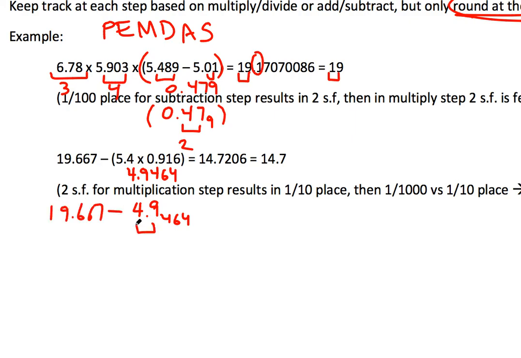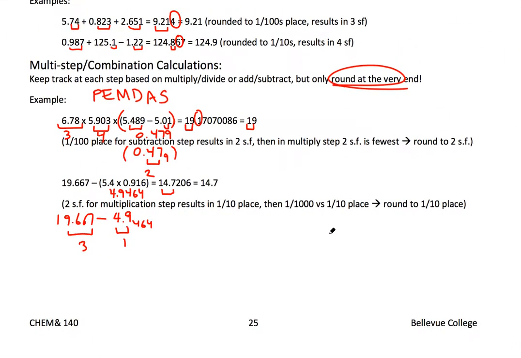So remember, now I'm subtracting, and I have 3 decimal places versus 1 decimal place. So I want to go by decimal places. So I'm just going to keep 1 decimal place. All right, but I kept these numbers to punch into my calculator. So what I'm doing is 19.667 minus 4.9. I'm still using these numbers. I'm keeping it all. That's how I get that number, and then I'm going to round at the very end. That's what that means. All right, good luck.